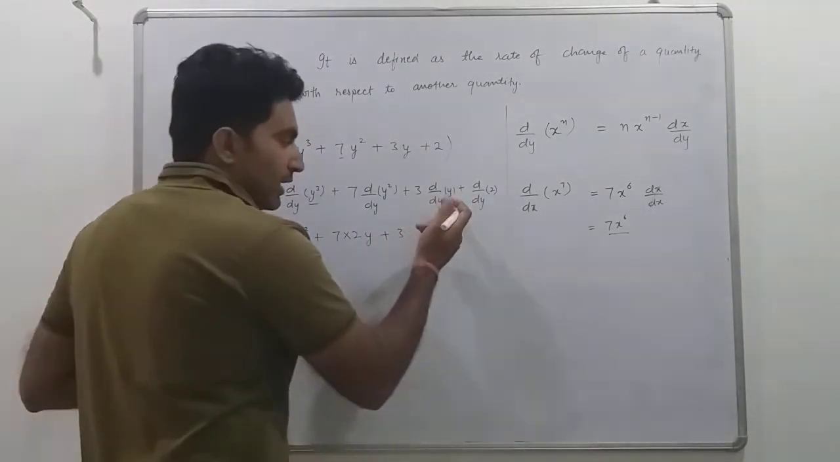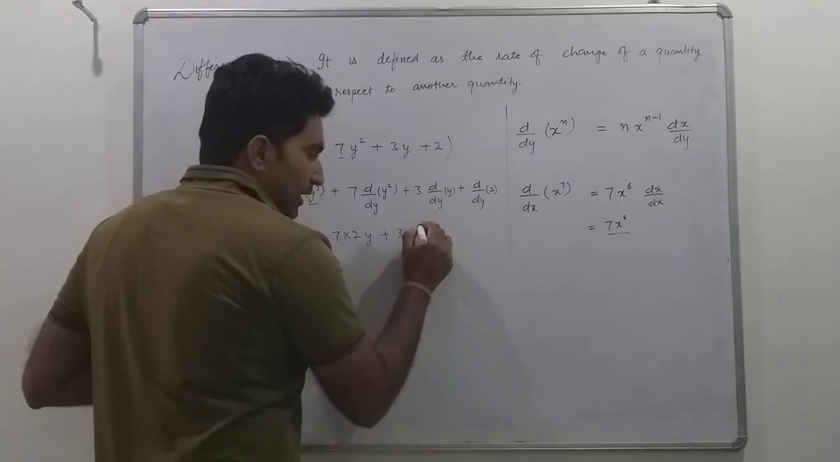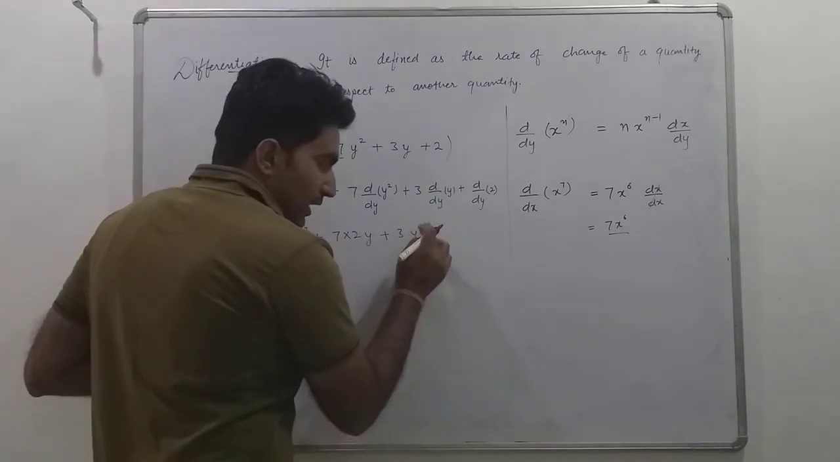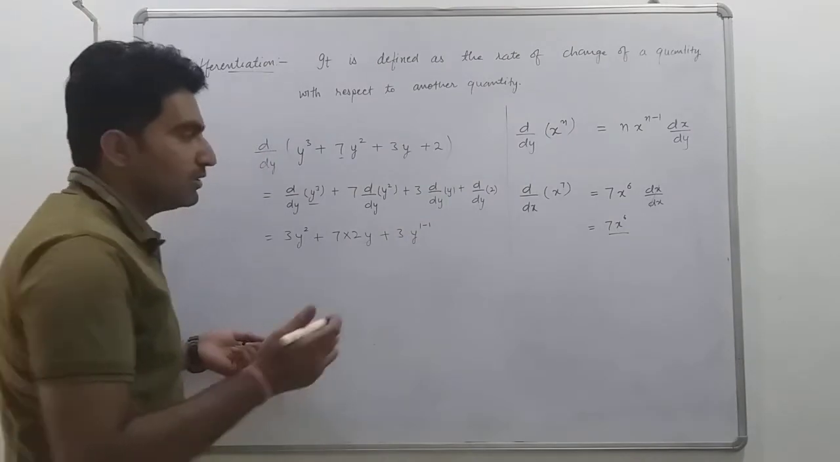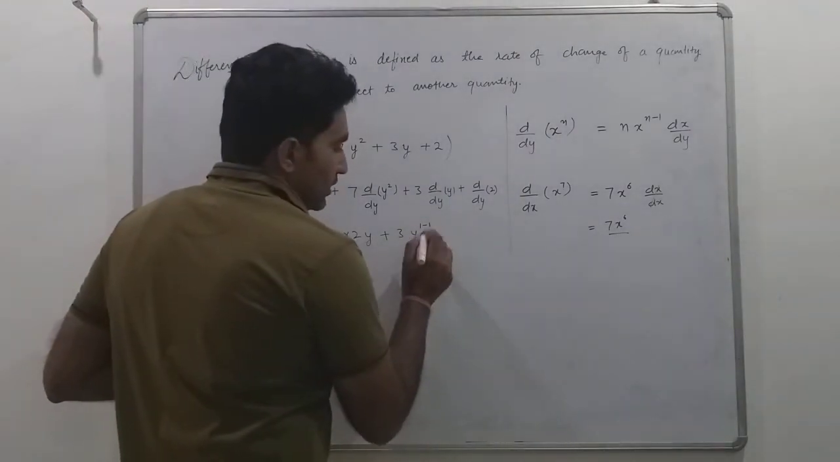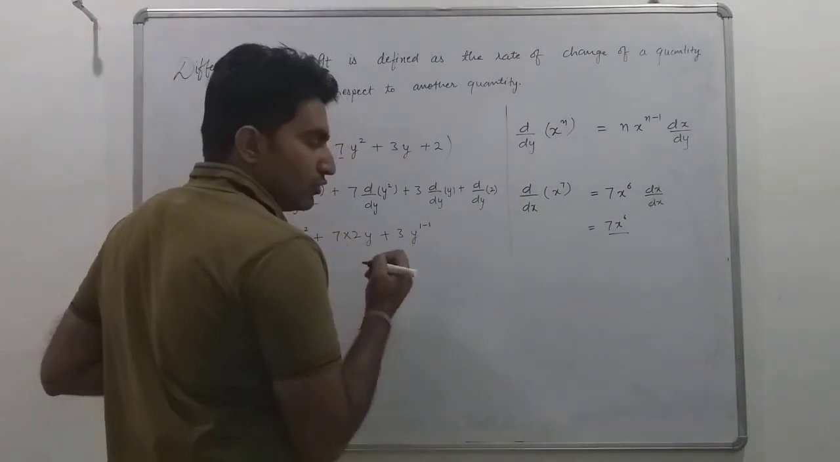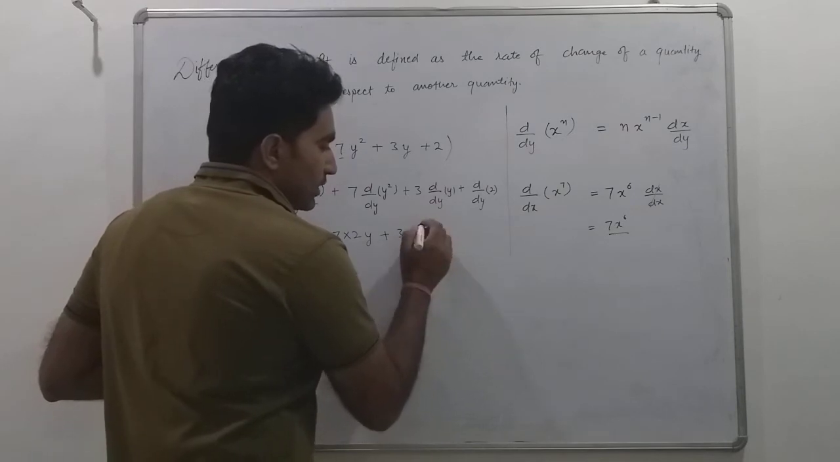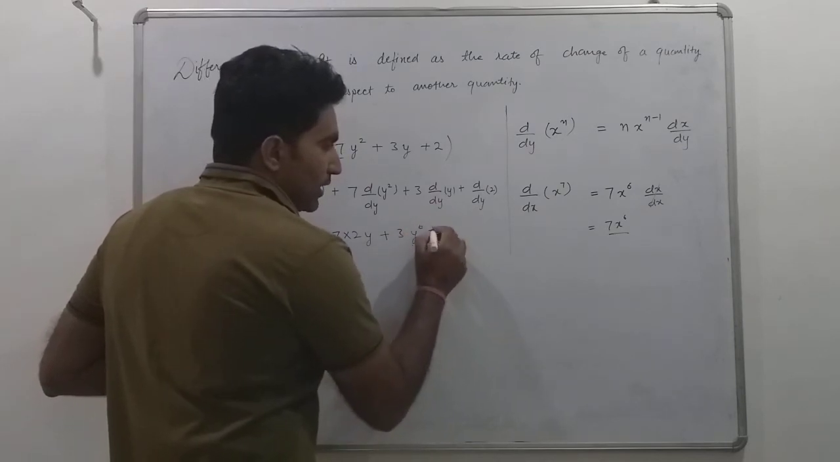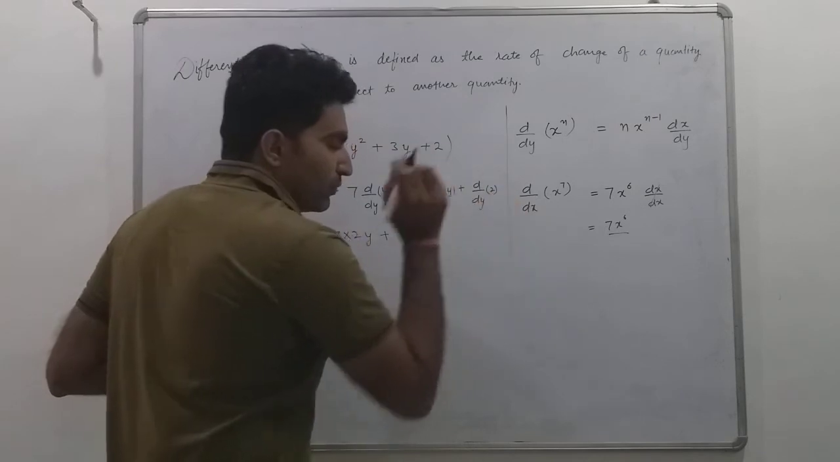equal to 3, and power is reduced by 1, y power 1 minus 1, and we know that 1 minus 1 is 0. Okay, so we have here y raised to power 0. So you can write y raised to power 0 plus differentiation of 2.